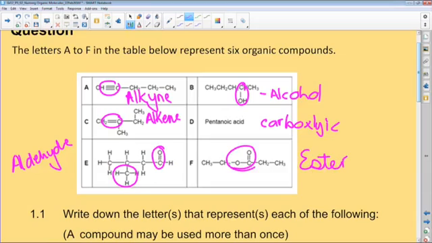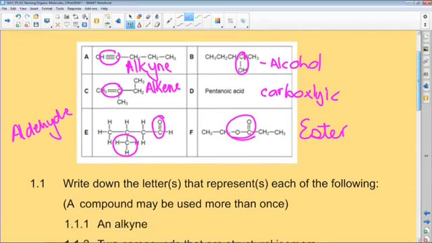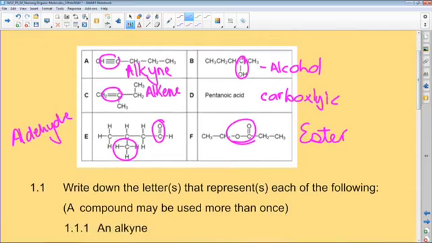Okay, so now, it says you write down the letter or letters that represent each of the following. Compound may be used more than once. First one, an alkyne. Oh wait, we've done that. Look, we identified it. It's A. We don't have to worry about it. There we go. Done.